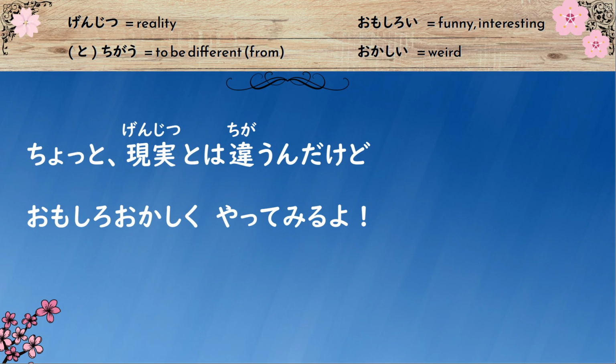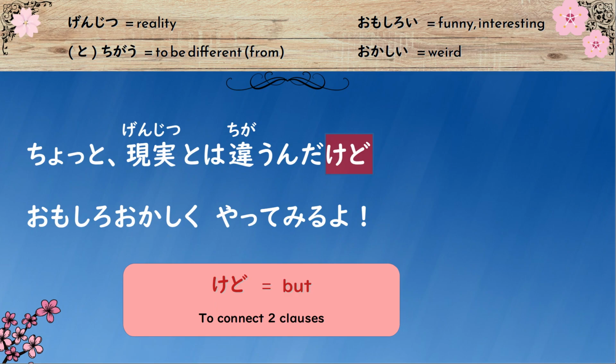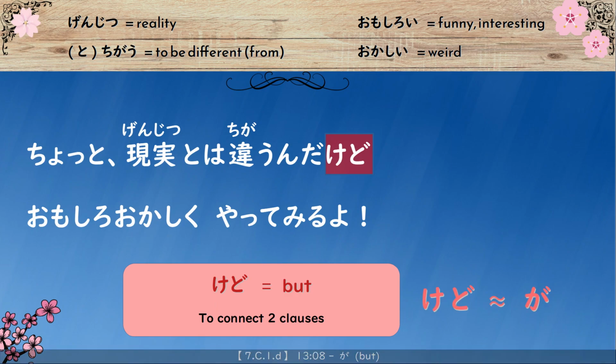So here you should have two things that are bothering you. The first one is kedo. 違うんだけど. But this is going to be really quick. Kedo equals but. So it is used to connect two clauses that you connect with but. So yes, indeed, kedo is more or less the same as ga.